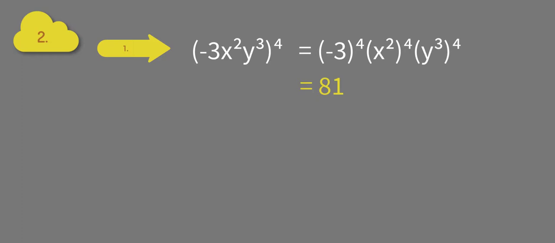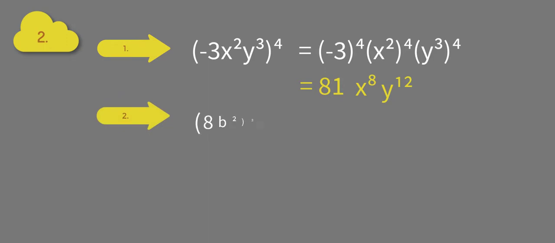And again, when we have the other terms where it's a value being taken to a power and then everything being taken to another power, we multiply the exponents. So x squared to the 4th is the same thing as x to the 2 times 4, which is x to the 8th. And then y cubed to the 4th is the same thing as y to the 3 times 4, which is y to the 12th.